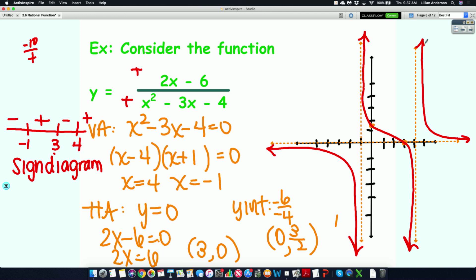So your sign diagrams, if you do it, it's going to show you whether your y's are going to be either positive or negative between your vertical asymptotes and your intercepts. Correct. Because those are like the major points of the x-axis of your domain that are going to affect your y.